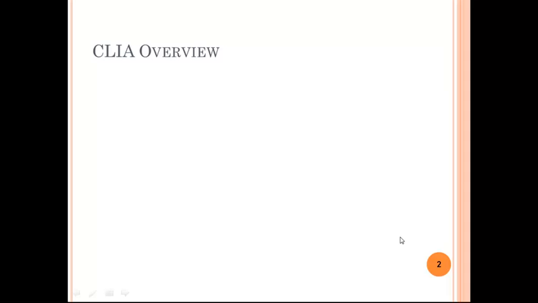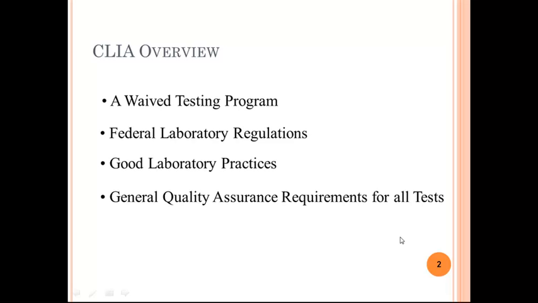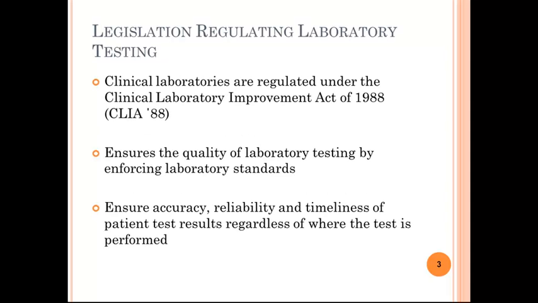CLIA 88 overview. There are four main components of CLIA 88. There is a waived testing program, federal laboratory regulations, good laboratory practices, and general quality assurance requirements for all tests. CLIA 88 stands for Clinical Laboratory Improvement Amendments of 1988.